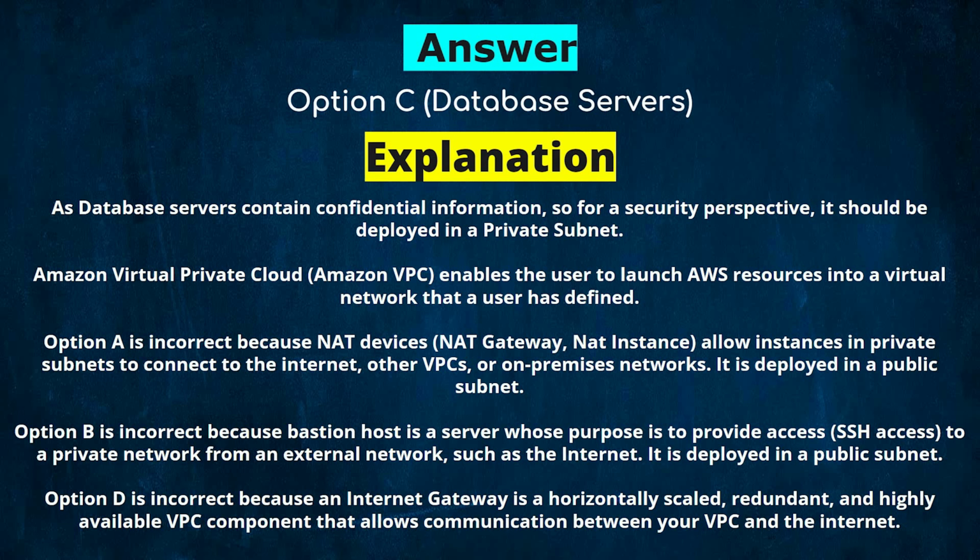Option B is incorrect because a bastion host is a server whose purpose is to provide access to a private network from an external network such as the internet. It is deployed in a public subnet. Option D is incorrect because an internet gateway is a horizontally scaled, redundant, and highly available VPC component that allows communication between your VPC and the internet.